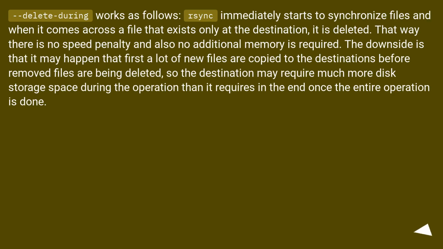Delete-during works as follows. Rsync immediately starts to synchronize files, and when it comes across a file that exists only at the destination, it is deleted. That way there is no speed penalty and also no additional memory is required. The downside is that it may happen that first a lot of new files are copied to the destination before removed files are deleted, so the destination may require much more disk storage space during the operation than it requires in the end once the entire operation is done.